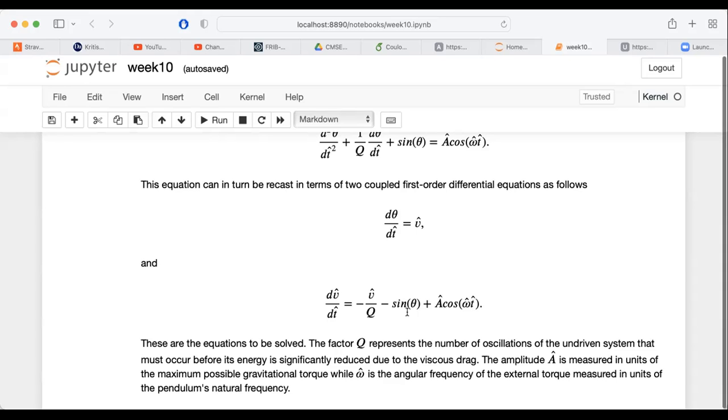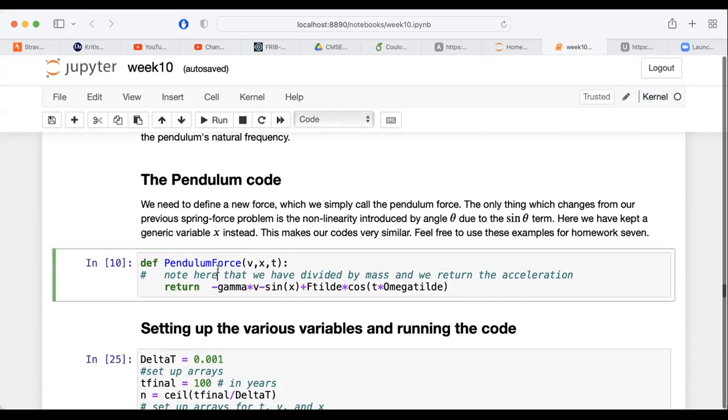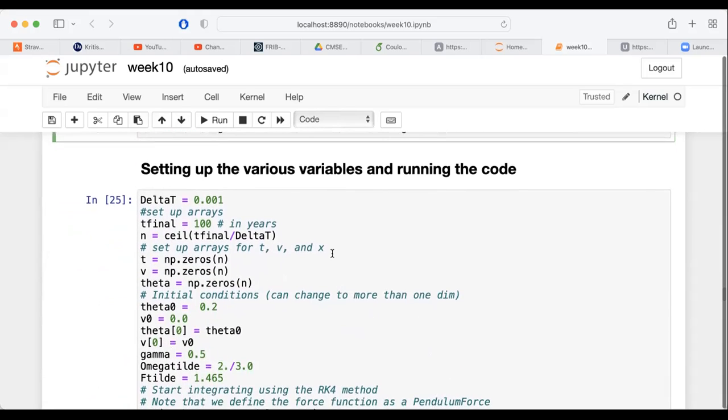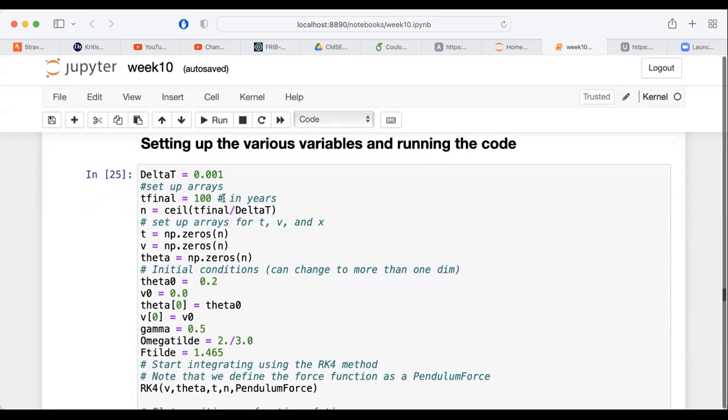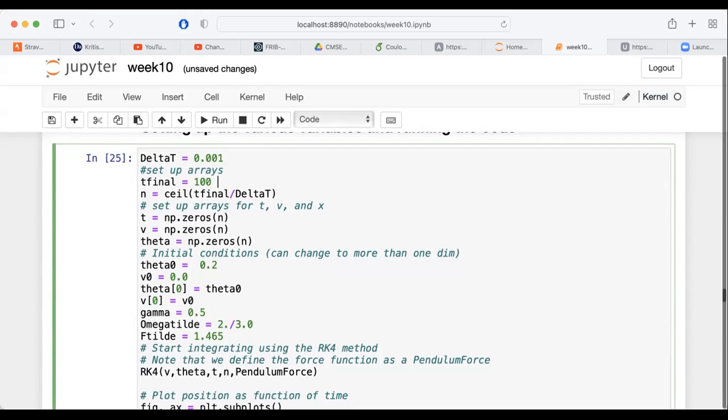So if we now look at the solution here, we can define a pendulum force, which now contains this nonlinear term. In our case, we have a sine of x. We have a force, which is a cosine x, or cosine. And then we can simply set everything up. We set up a delta t, 100 years. This should actually not be years. This is a copy and paste from the gravitational problem. So this could be dimensionless time. I didn't see that before now, actually.